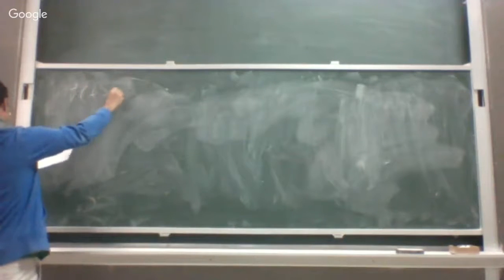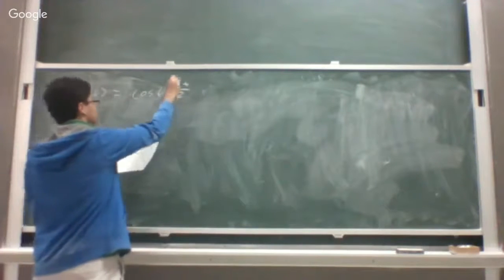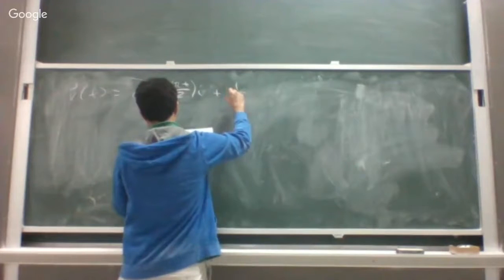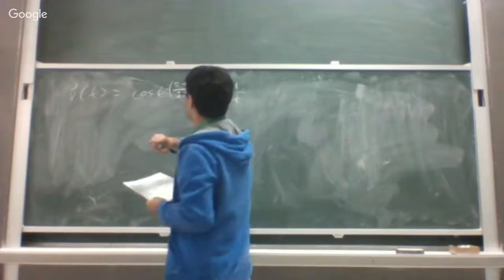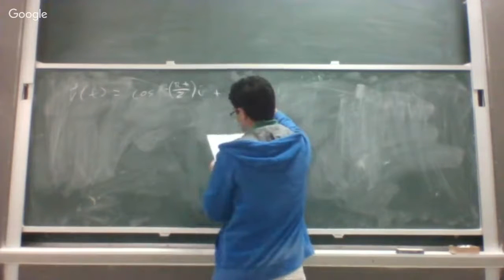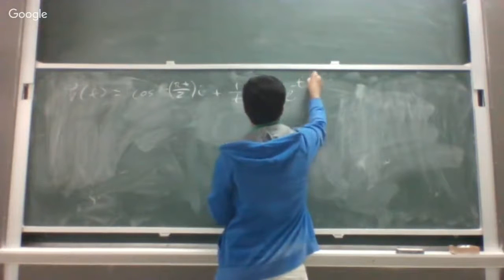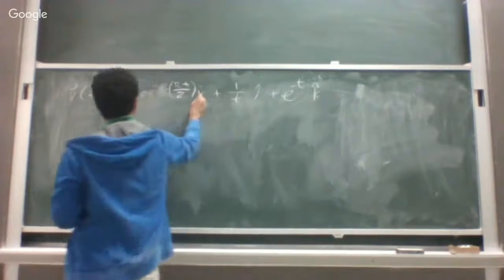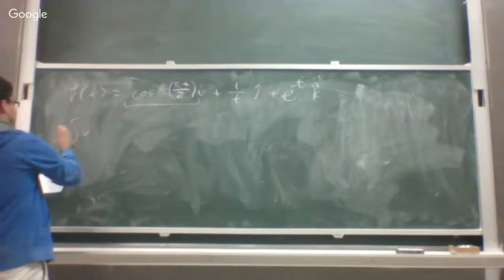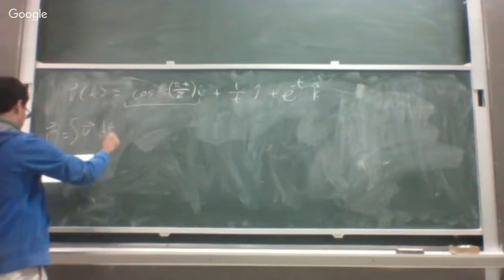So we're given the velocity of t is equal to cosine of pi t over 2 i plus 1 over t j plus e to the minus t k. So we'll just do the i component. The r vector is equal to the integral of velocity with respect to time, dt.